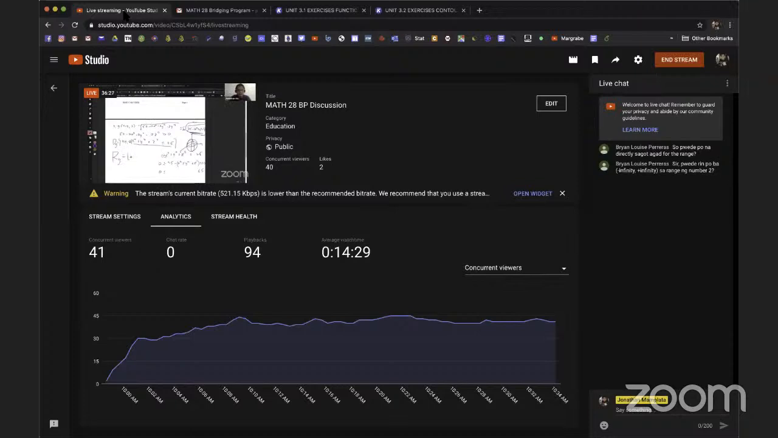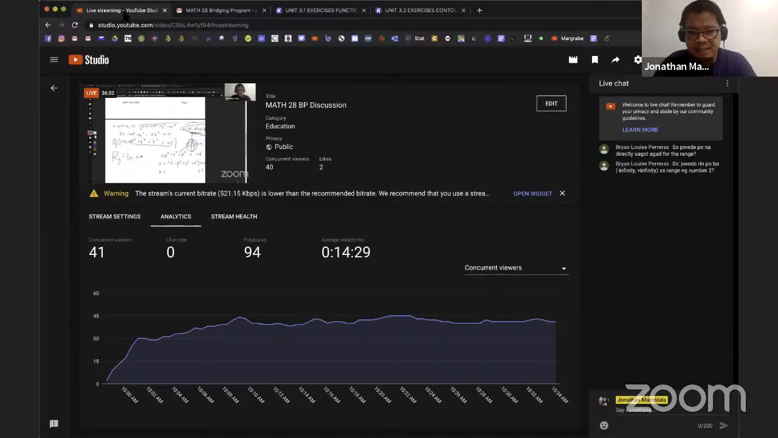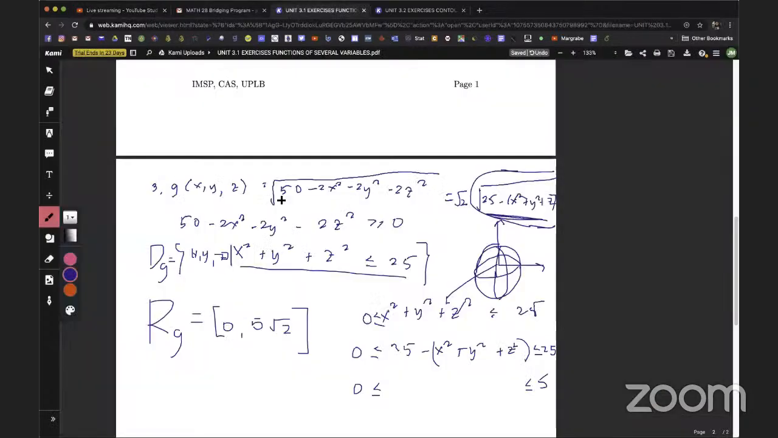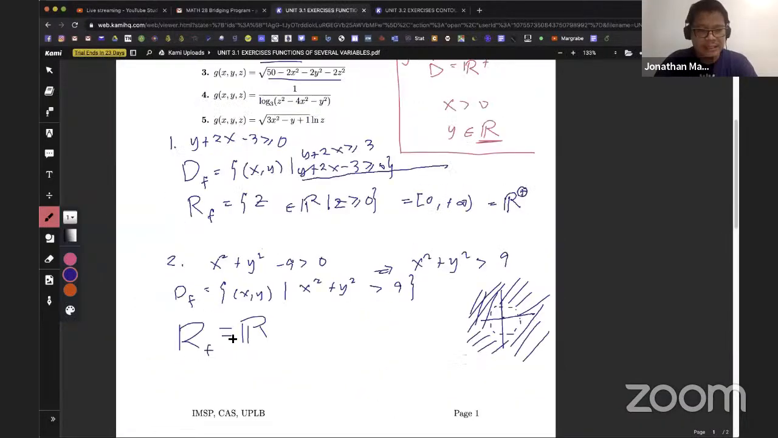Okay, may question dito sa YouTube. Pwede ba na negative infinity to positive infinity sa range ng number 2? If we go back to number 2, the range is the set of real numbers. If you write it in interval notation, that will be negative infinity to positive infinity. Pareho lang.